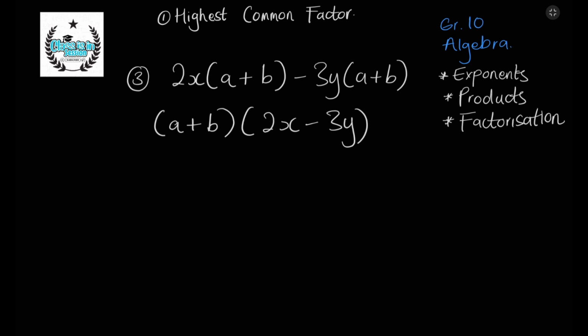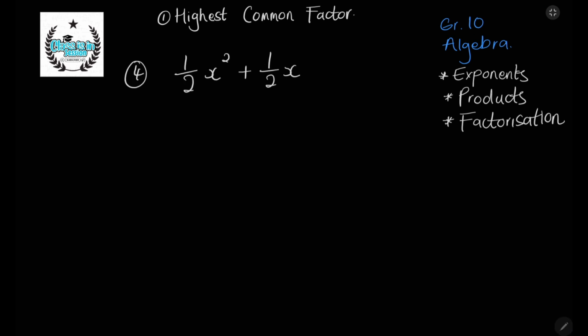Now let's try 1 over 2x squared plus 1 over 2x. Can you guys see that we have 1 over 2 here and 1 over 2 there? I'm talking about the coefficients.